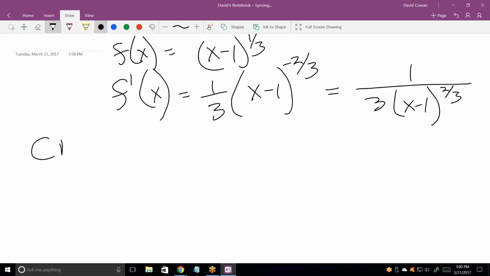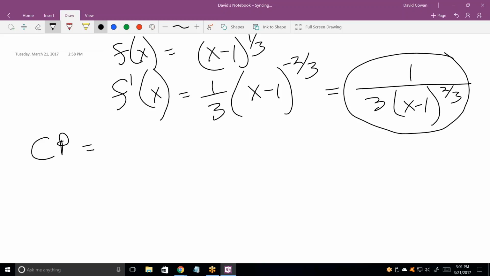Now, okay, let's talk about critical points. Are there any places where f prime of x is equal to 0? No. And the reason is that's f prime of x. For that to be equal to 0, its numerator has to be 0. Well, its numerator is 1. So there is no value of x that makes the whole fraction equal to 0. So there's no slope of the tangent line that's equal to 0.